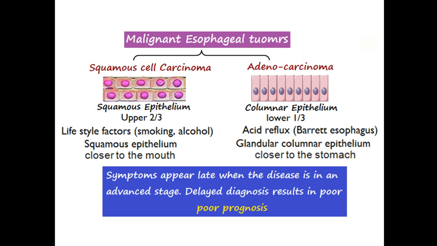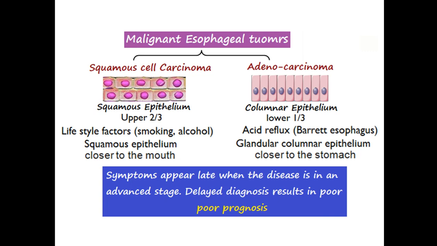Now, squamous cell carcinoma occurs in the upper two-thirds of the esophagus. As we know, the exact cause of any type of cancer is mostly not known. But in squamous cell carcinoma, lifestyle factors, for example smoking, alcohol drinking, and other conditions that continually damage and irritate the stratified squamous epithelium of the esophagus, may cause genetic mutations, and this situation will result in squamous cell carcinoma. This type of squamous cell carcinoma is close to the mouth.